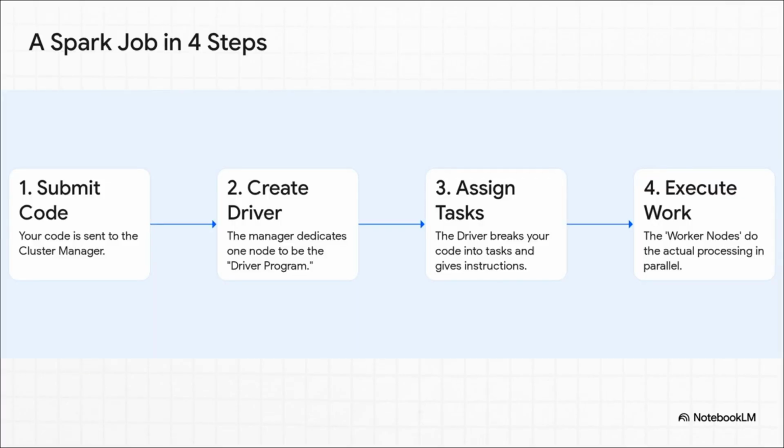So pretty much every Spark job follows the same basic flow. First, you send your code off to something called the cluster manager. Then, the manager points to one computer and says, you're the driver. That driver then looks at your code and basically creates the whole game plan. It breaks the job down into little bite-sized tasks. And finally, it dishes out those tasks to all the other computers, the worker nodes, and they all get to work at the same time.